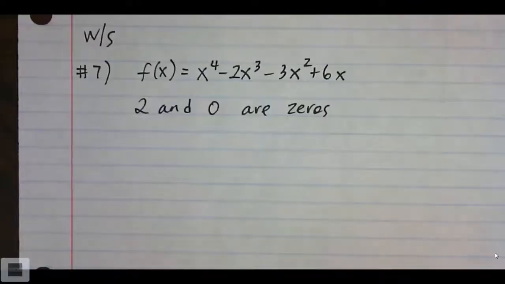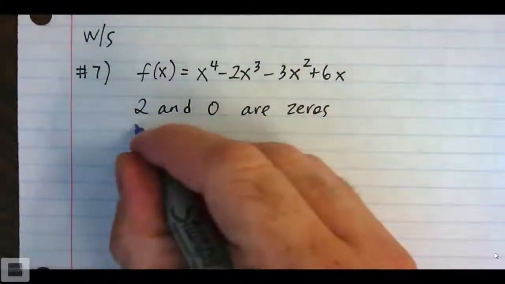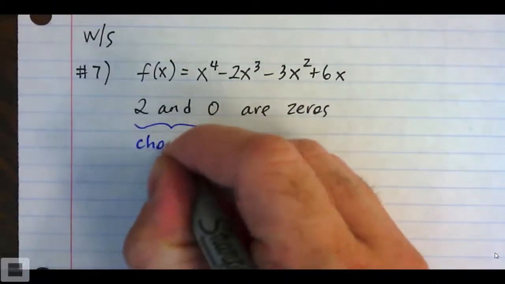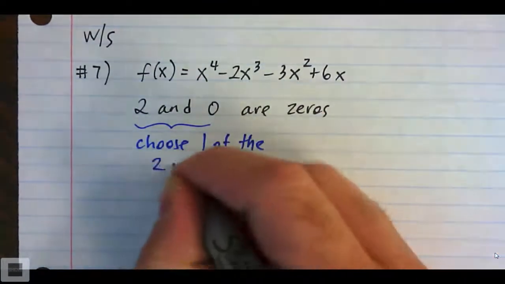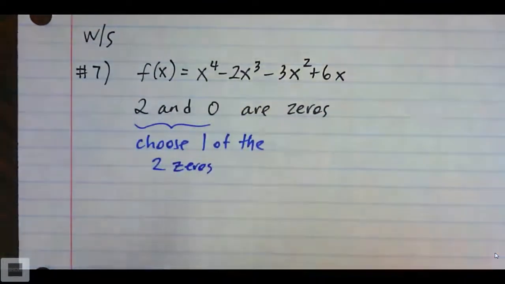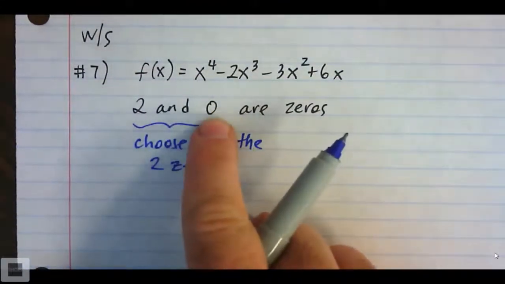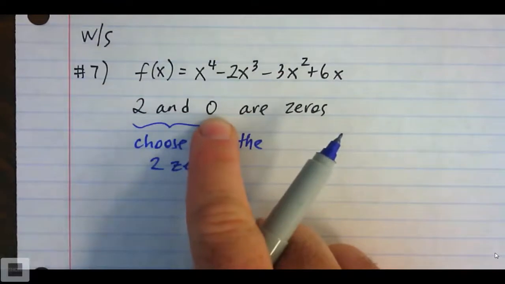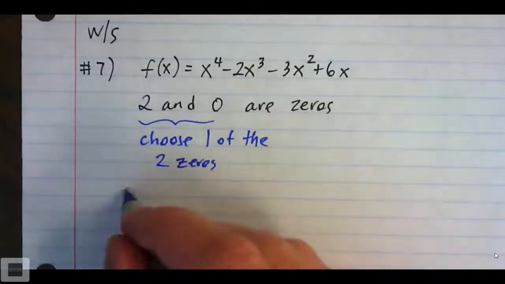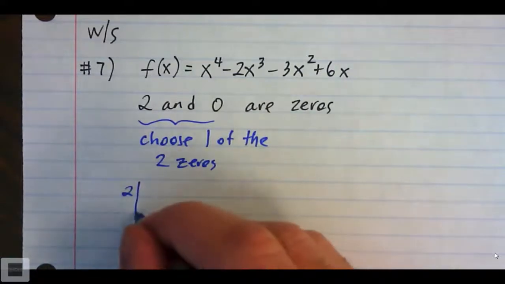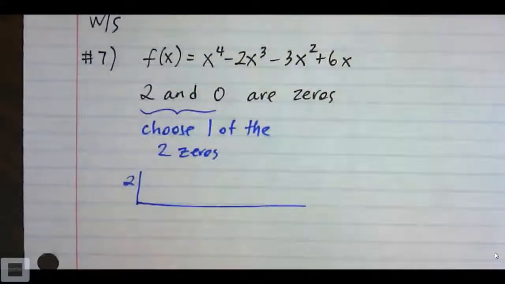All right, guys, this is number 7 on the worksheet. So this time I give you zeros. So once again, we are going to choose one of the 2 zeros. You just choose one of the 2. Now, I'm going to choose 2 as opposed to 0. You could choose 0, and it works. It's just a little odd when you work stuff out. So I'm going to use that 2. Since it's a 0, I use the same numbers. Okay, don't use the opposite when you're given a 0.